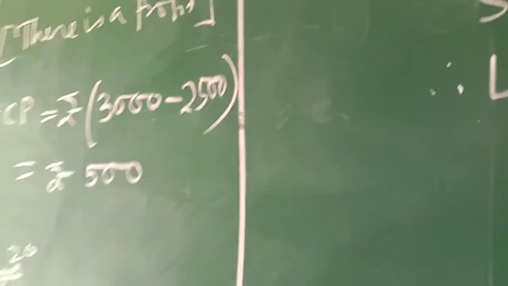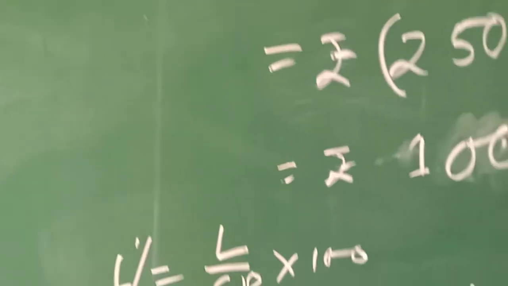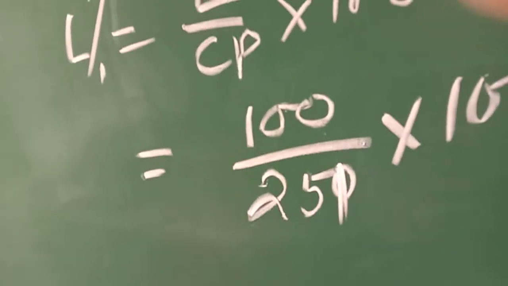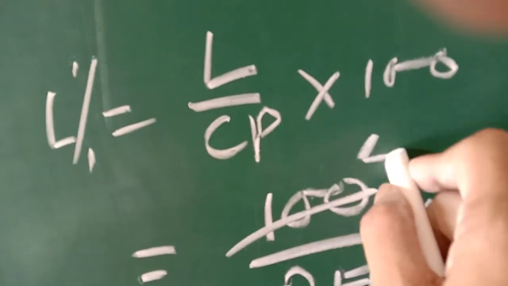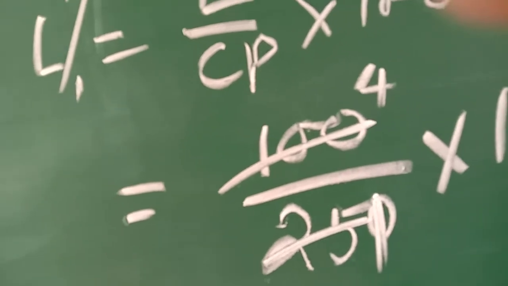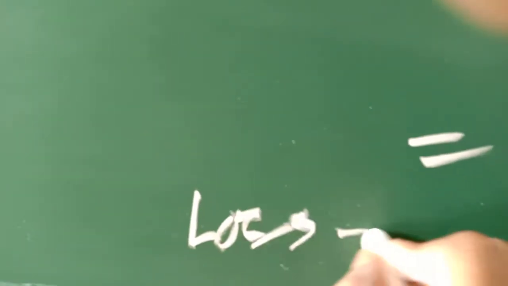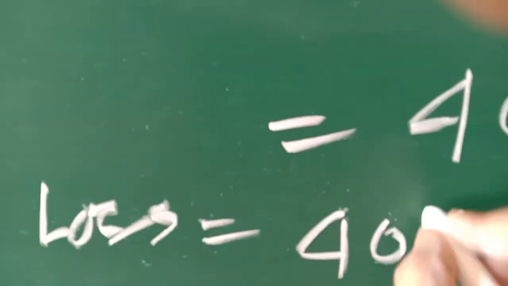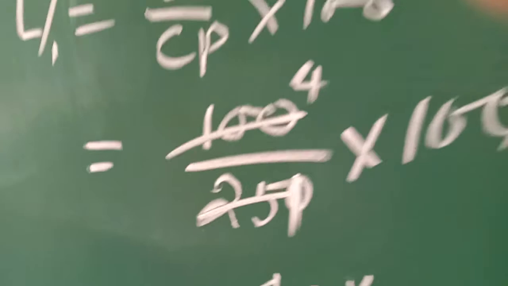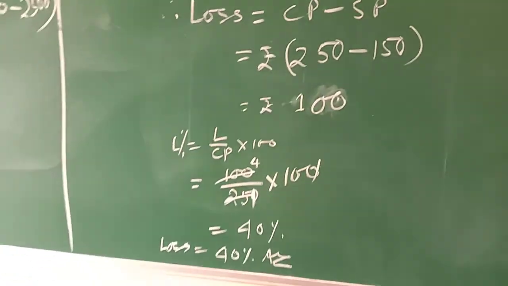Loss percent is, cancel it. Where is the sum? 25 4s are 100. Now it is 40%. So loss equal to 40%. This is your answer. This is the answer of this sum.